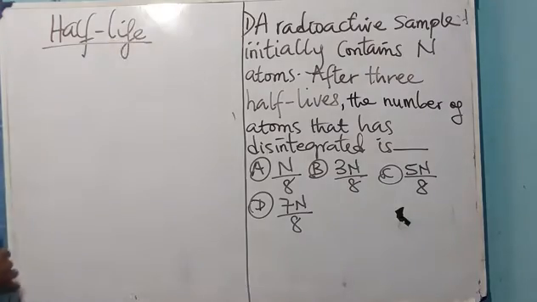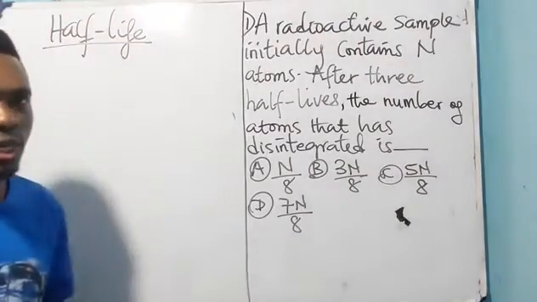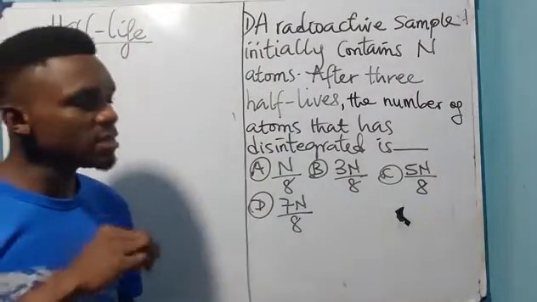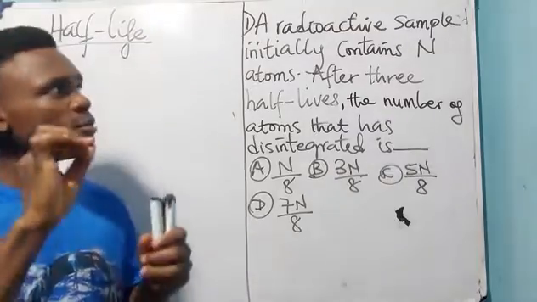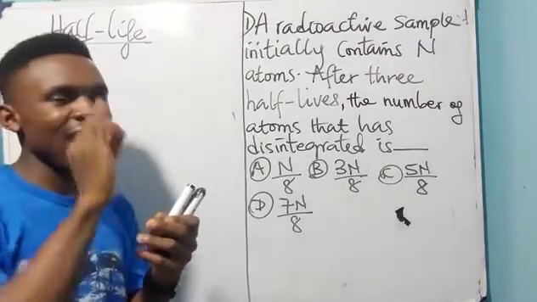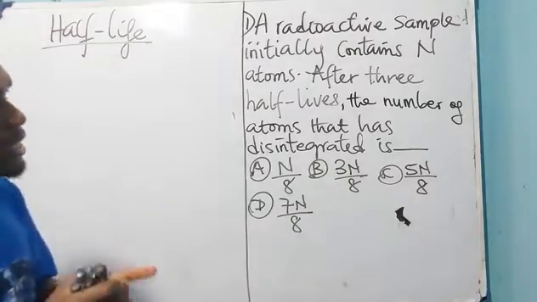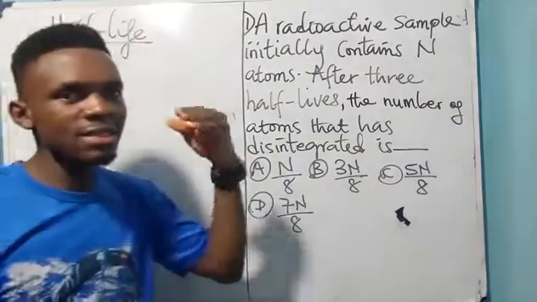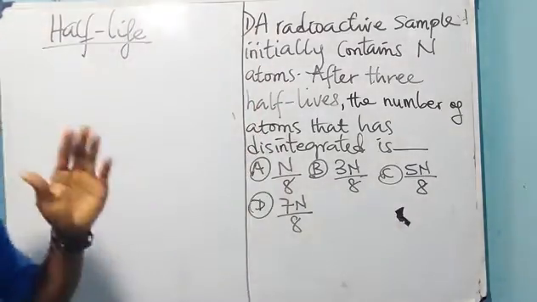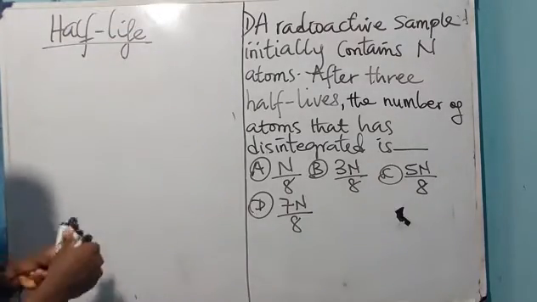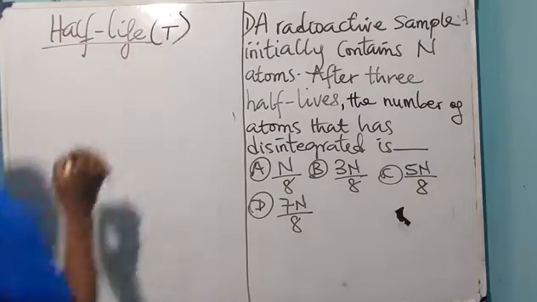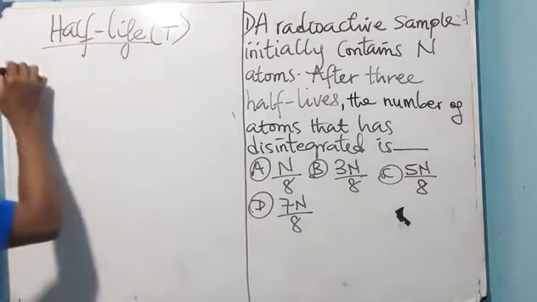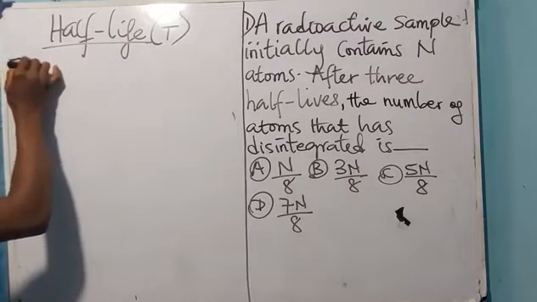Alright, half-life. The half-life of a radioactive substance or radioactive element means the time taken for it to disintegrate to half its original size or mass. Now, half-life is denoted as capital letter T, not small letter t. Small letter t represents decay time.